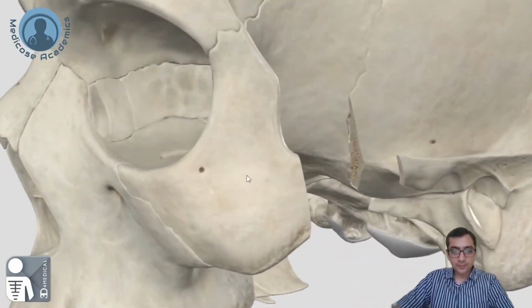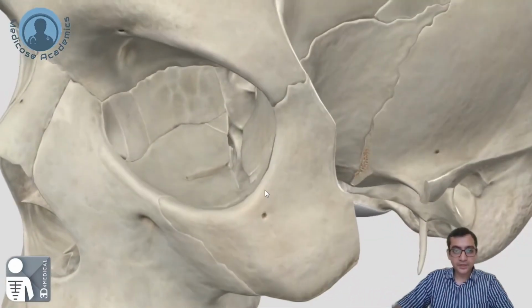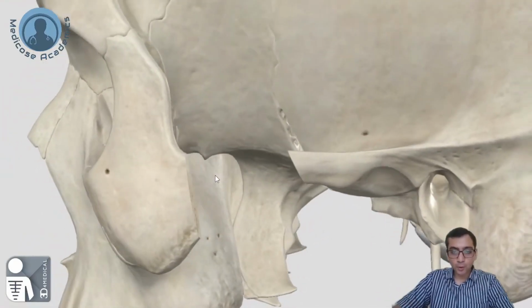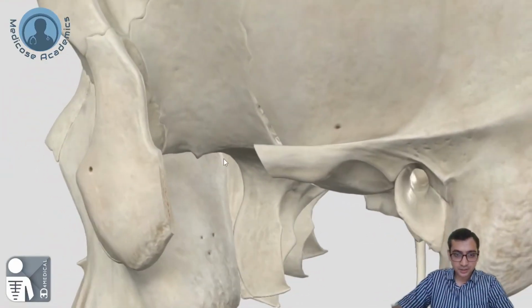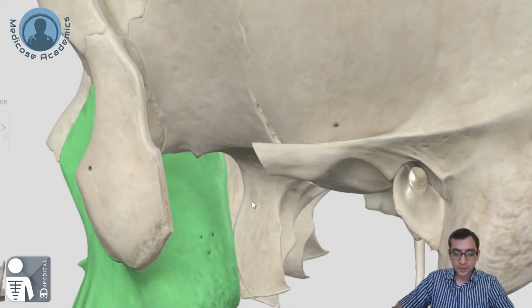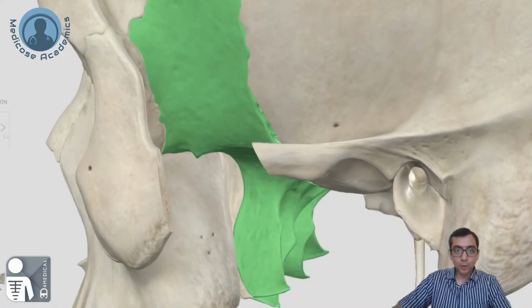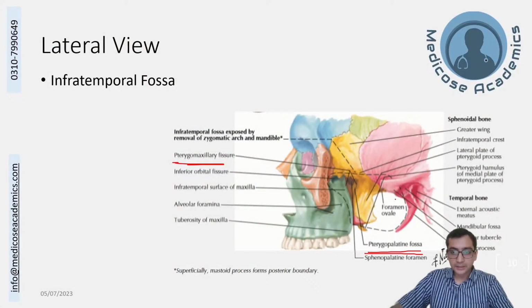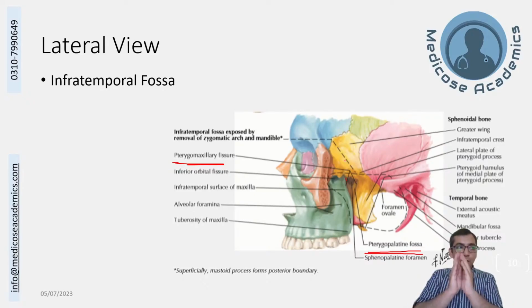So we were talking about this fossa. This whole 3D deep structure that is present between the zygomatic bone, the palatine bone and the sphenoid bone, this whole fossa, is called the pterygopalatine fossa. It is like the 3D space between the two, and the opening between them.